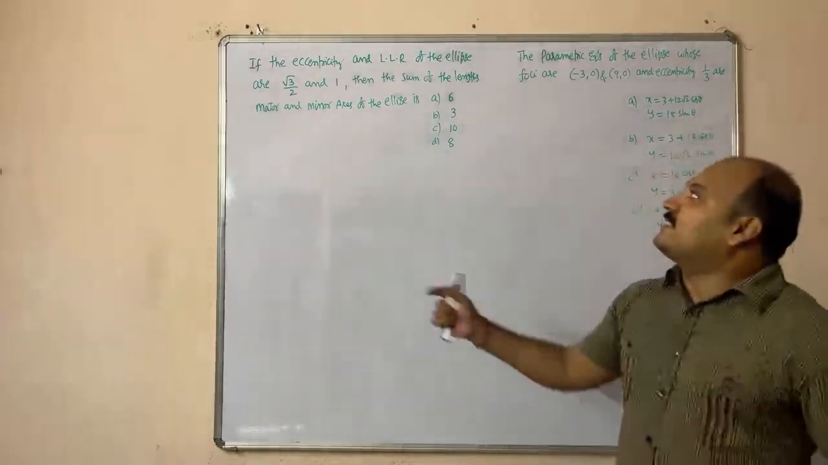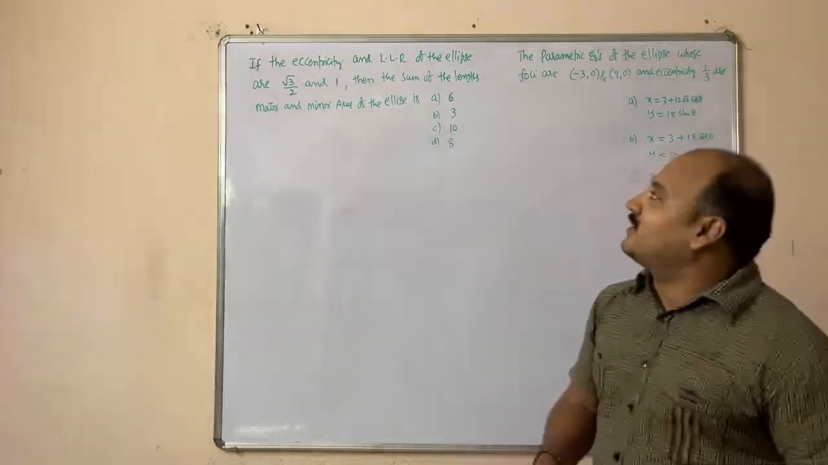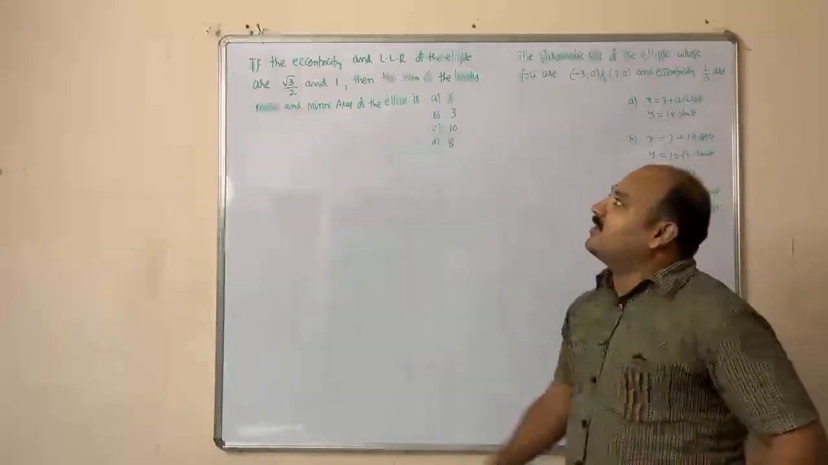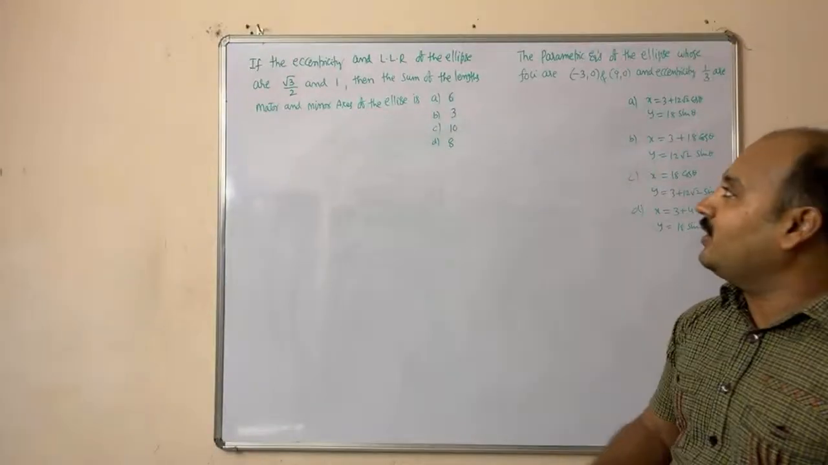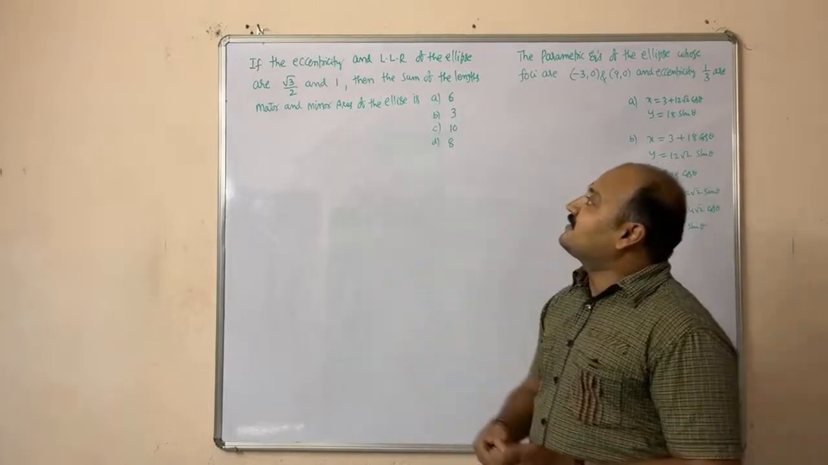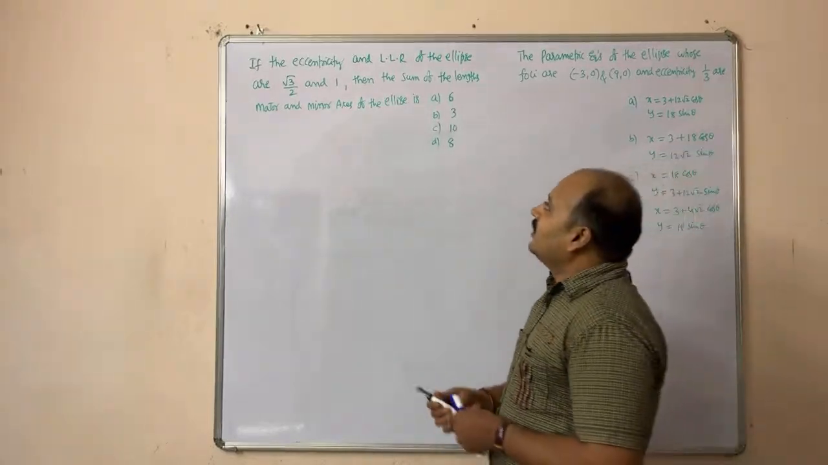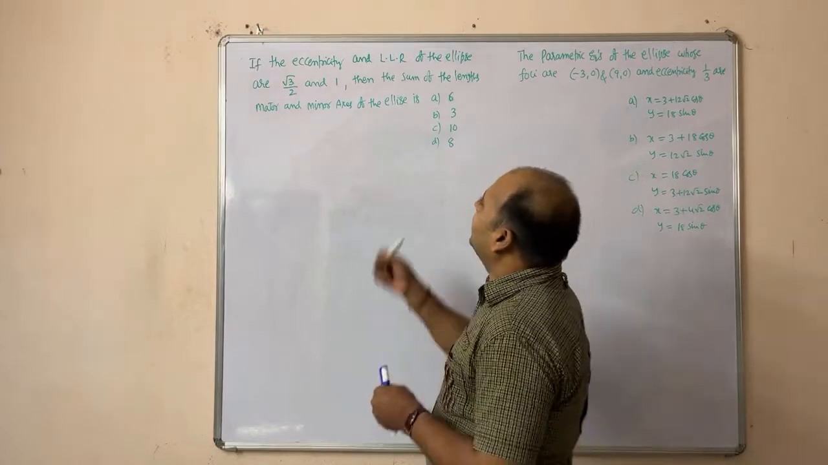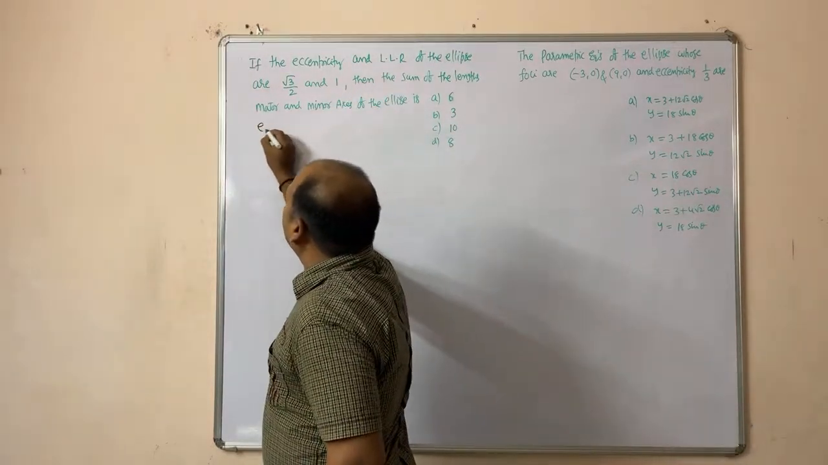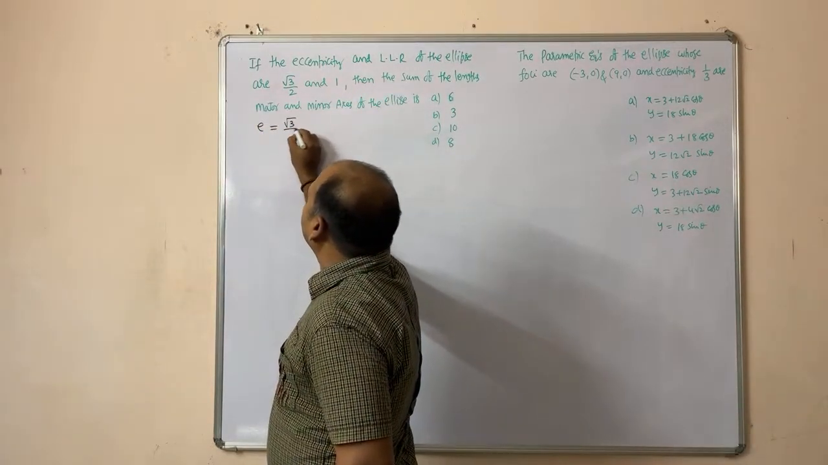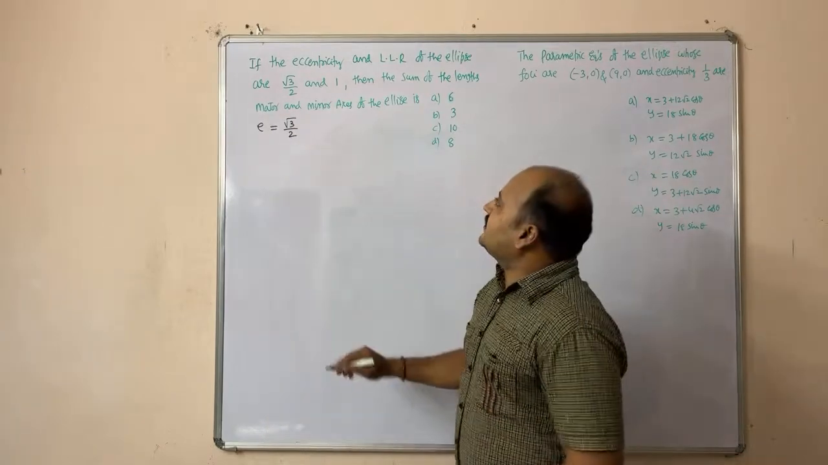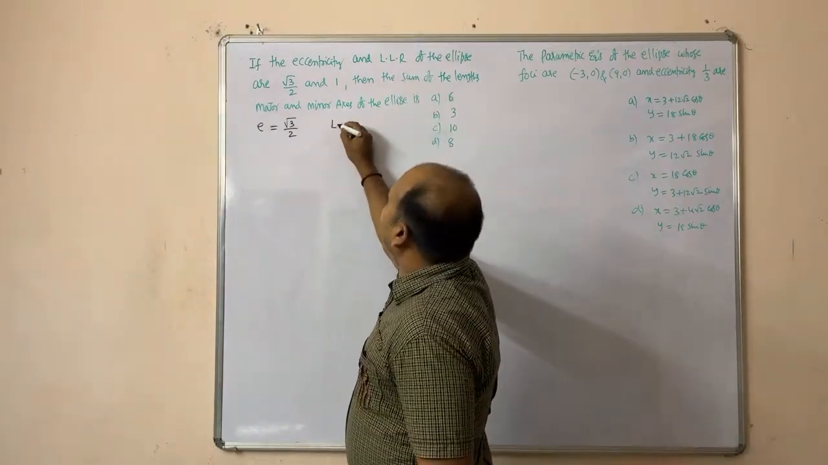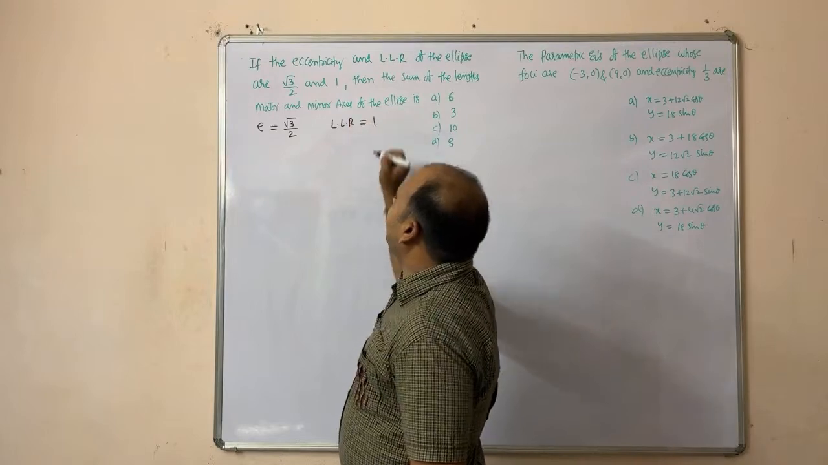If the eccentricity and LLR, that means length of latus rectum of the ellipse are √3/2 and 1, then the sum of the lengths of major and minor axis. So first, what information they provided? Eccentricity is given. So e is equal to √3/2. So very simple way we discuss. And LLR, length of latus rectum, is equal to 1.